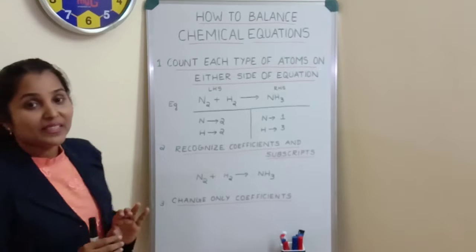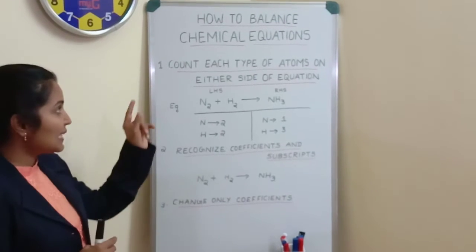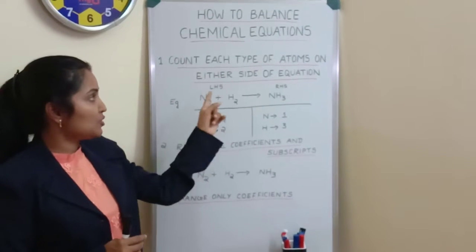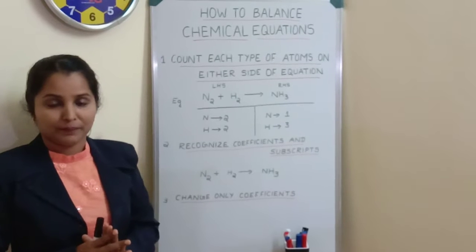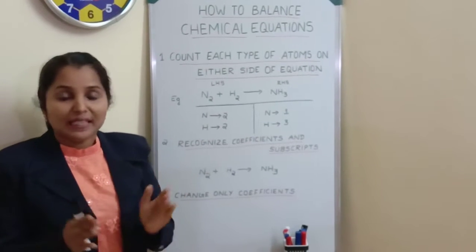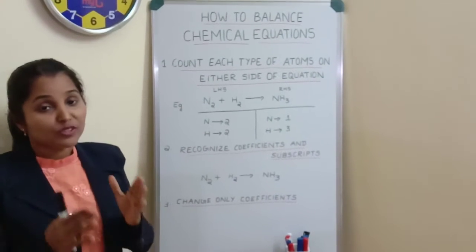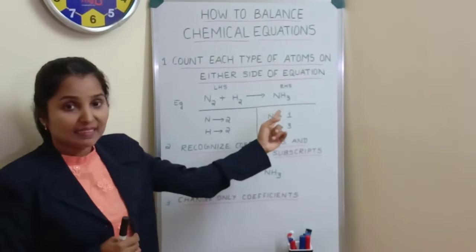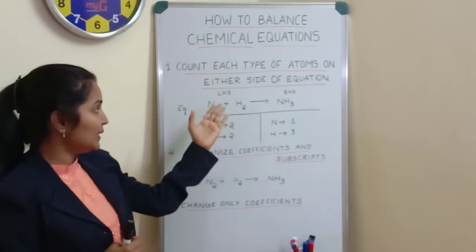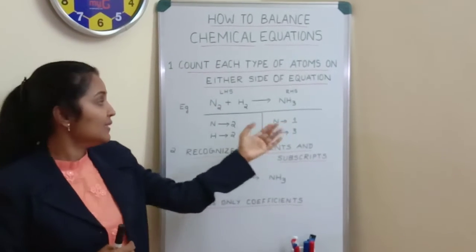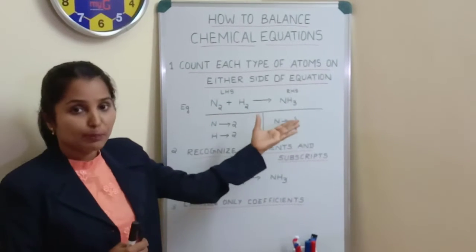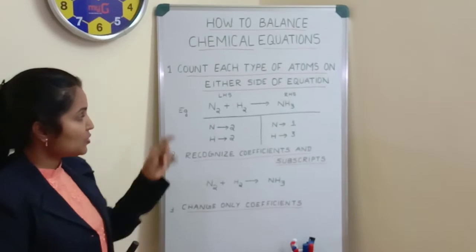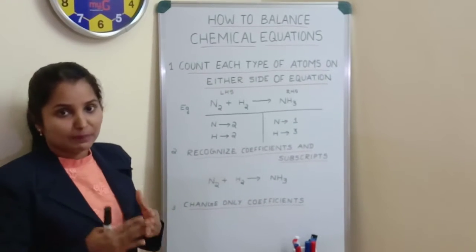You see here, the first step is to count each type of atoms on either side of the equation. You know, any chemical equation should have 2 sides. That means one is the reactant side and the other is the product side. It can be left hand side or right hand side. So you should know which types of atoms are present in each.